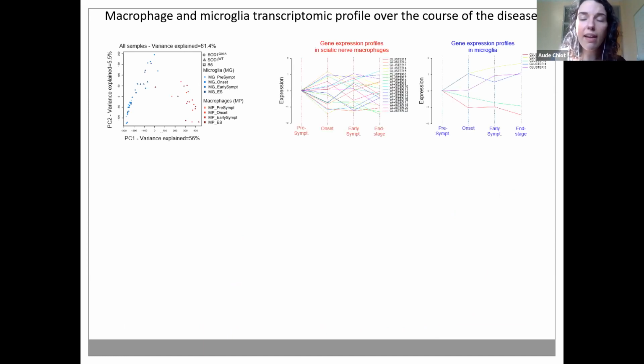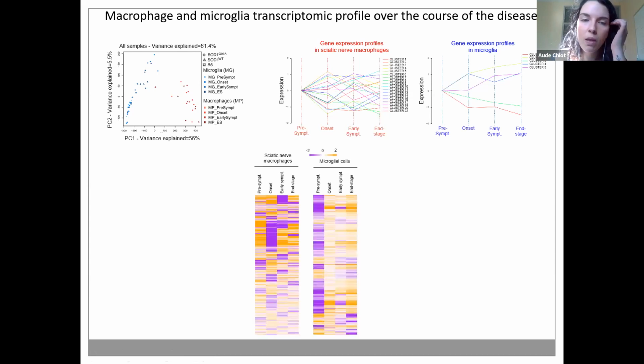And so when we looked at how the genes are evolving during the disease, you can see that in the macrophages, we had 18 different clusters of genes with distinct evolution during the disease, while in the microglia, we had only 5 different clusters. So that was showing that, again, the macrophages were reacting completely differently, and the need to really understand their own reactivity towards the motor neuron degeneration.